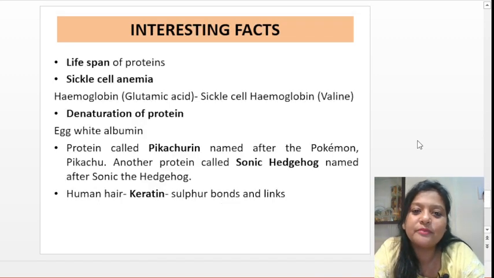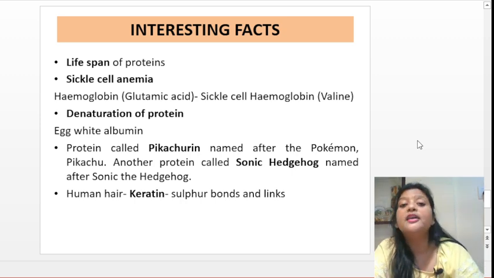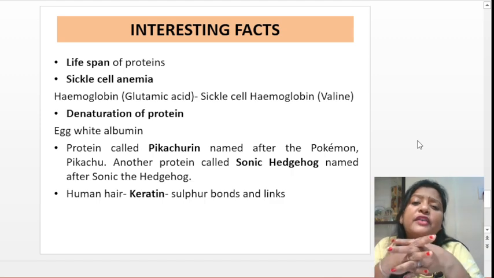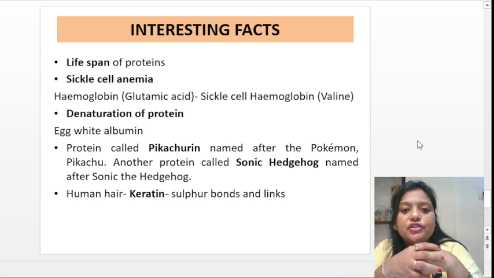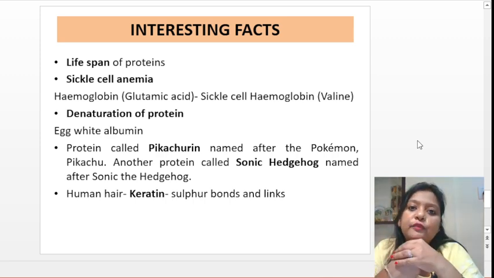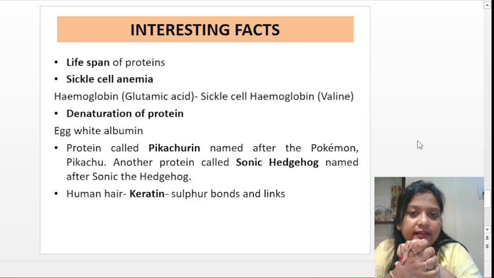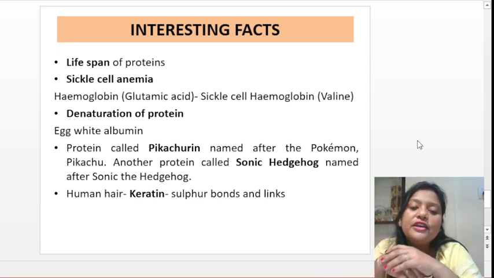Now, coming to the most important part, that is the interesting facts of proteins. First, I give the lifespan of proteins. You know that the lifespan of proteins is very, very short-lived. Every protein that we have hardly has a life duration of 2 days or less. They can survive for 2 days or less than 2 days. That's why the proteins are very short-lived.